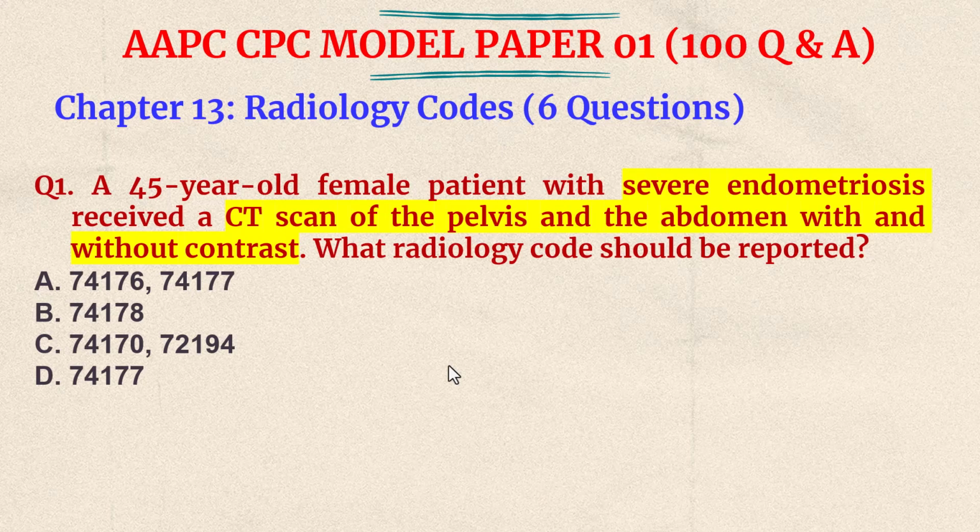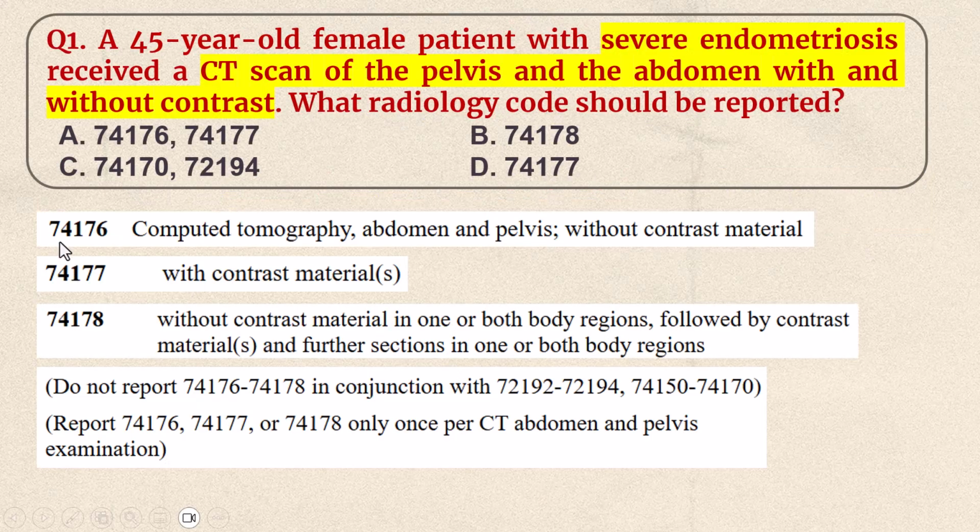So directly go to the codes. When you directly go to the codes, you can see 74176 is computed tomography, abdomen and pelvis without contrast material. But in our case, both with and without contrast material were used. So the other code is 74177, that is with contrast material. So if you use 176 and 177, it may contain the without contrast and with contrast. But do not hurry. You have to check the other answer.